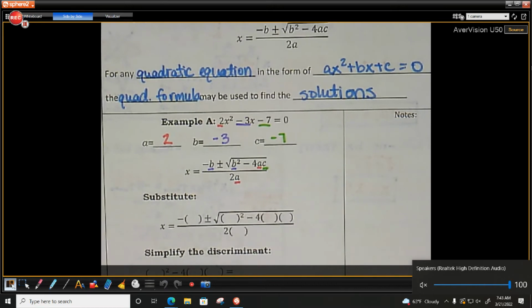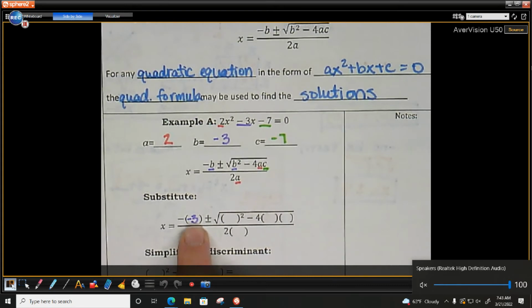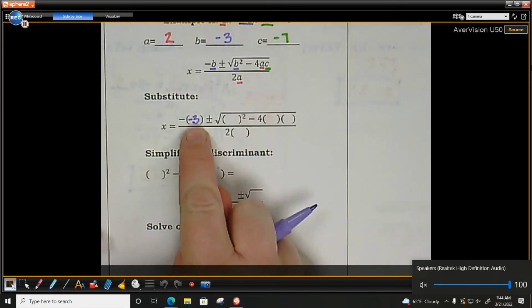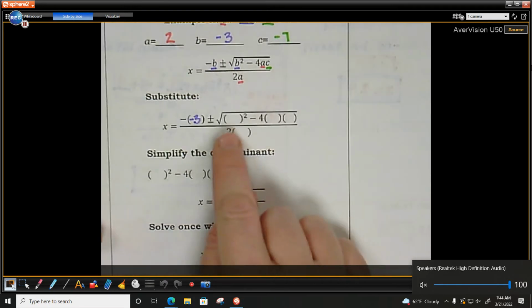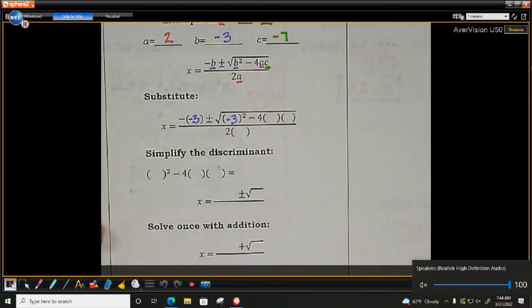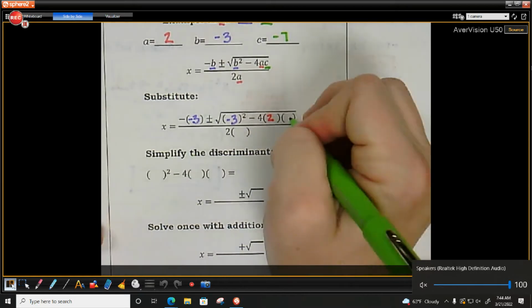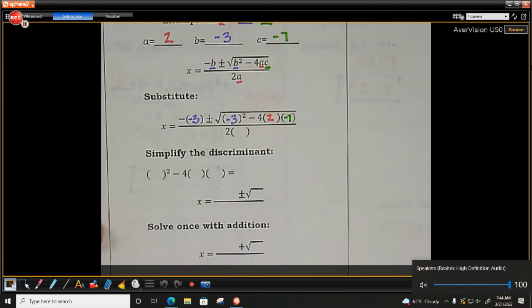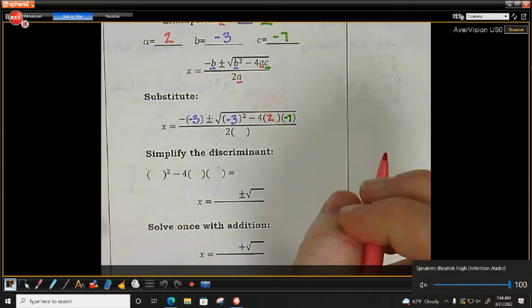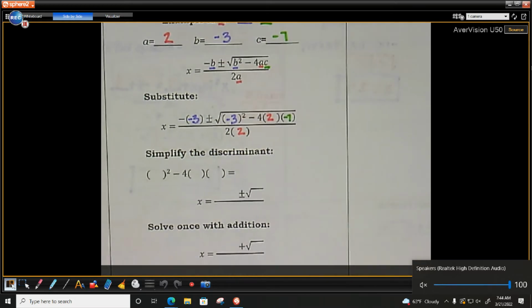So, x equals negative, what's b? -3. Notice how, again, I put a negative there because b is negative. Plus or minus the square root of b. What's b? Squared minus 4ac, times 2, over 2 times a, which is 2. Okay?